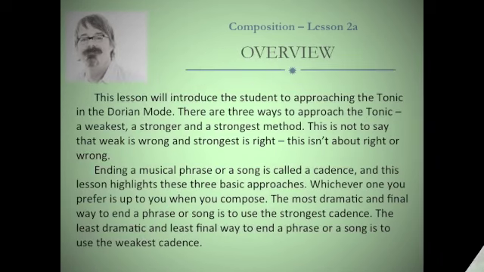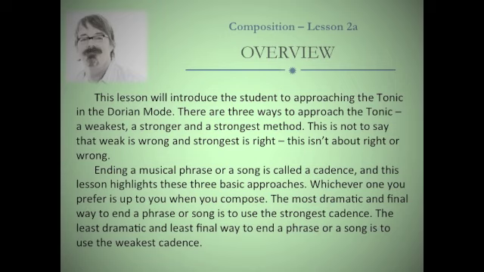As a basic overview, just know that this lesson will introduce the student to approaching the tonic in the Dorian mode. There are 3 ways of approaching the tonic: a weak way, a stronger way, and a strongest way. This is not to say that the weak method is wrong or the strongest method is more right. It isn't about right or wrong. This is all about learning how to end a musical phrase. This is called a cadence, and this lesson highlights these 3 basic approaches. Whichever one you prefer is up to you when you compose.